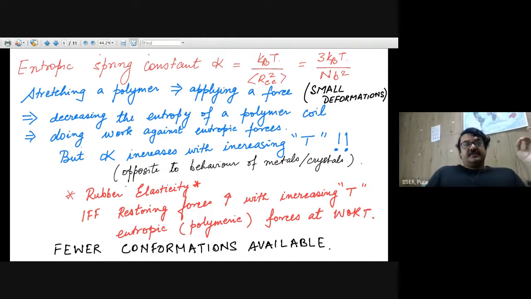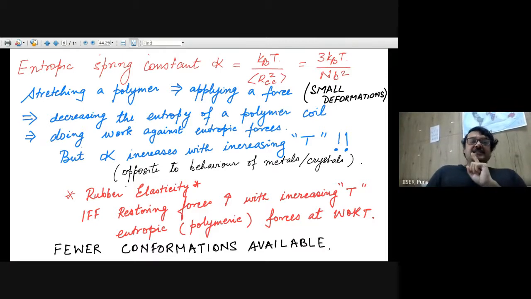And most interestingly, the kappa, the so-called spring constant, has kBT sitting in the numerator of its expression. What does it mean? It means that if you increase the temperature, the spring constant, the force required to stretch a polymer chain, or change the end-to-end distance of a polymer chain, is going to increase. So you have a spring whose spring constant depends upon temperature. It actually hardens. The spring constant increases with temperature.